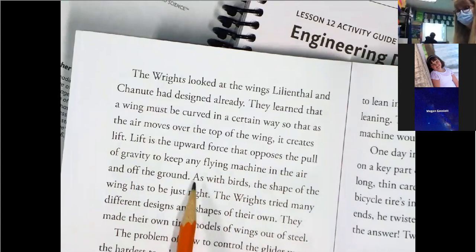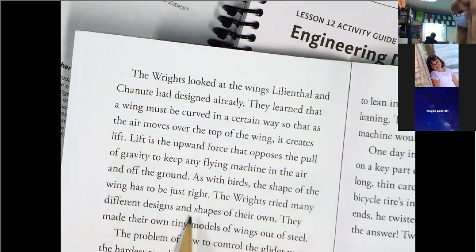As with birds, the shape of the wing has to be just right. The Wrights tried many different designs and shapes of their own. They made their own tiny models of wings out of steel.